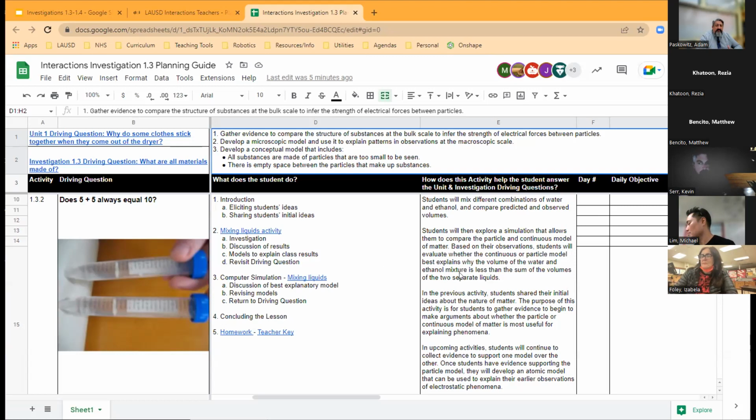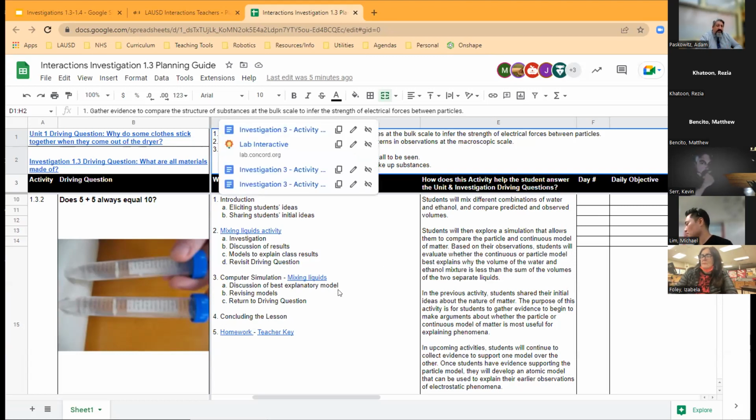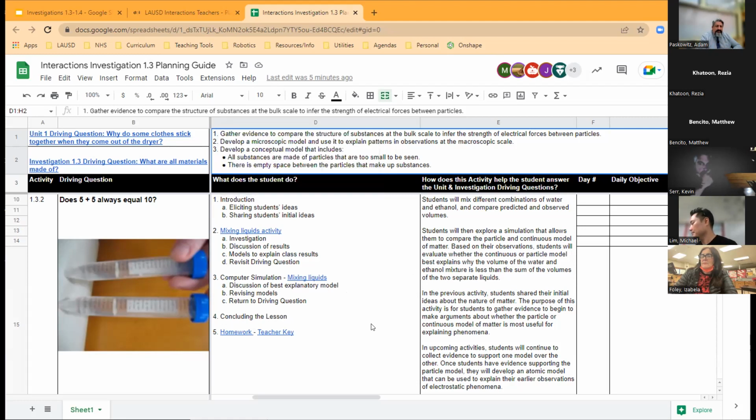You can demonstrate the same thing with pebbles and sand, or sand and water. And sand and water is great. The water goes in between the sand particles, but that doesn't show that. But with water and alcohol, it shows that those liquids are actually made of particles.